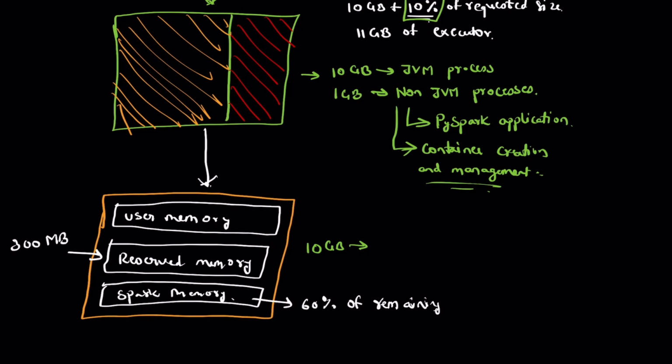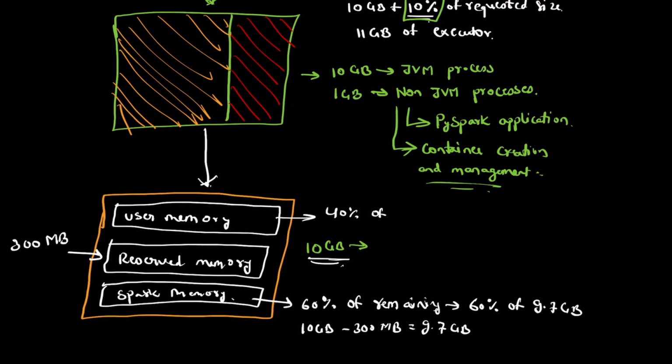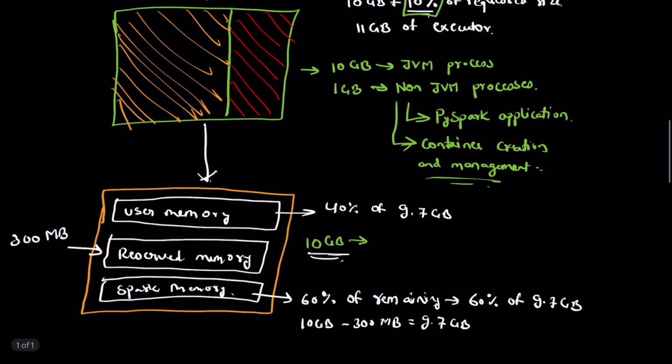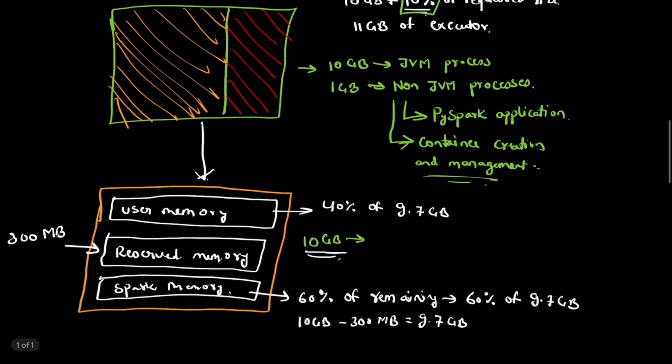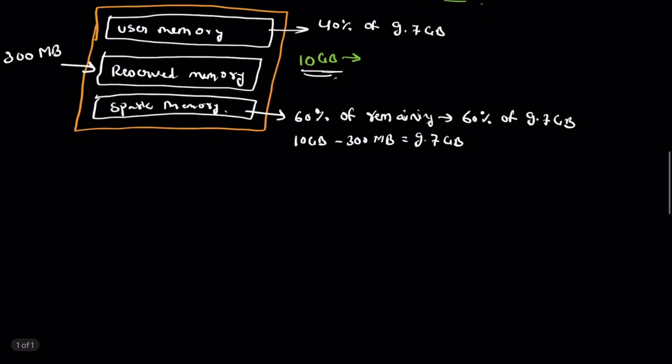In our case, the executor size was 10 GB. So 10 GB minus 300 MB is equal to 9.7 GB. So Spark memory is 60% of 9.7 GB, and user memory would be 40% of 9.7 GB. This is how the memory is divided within the Spark executor. Now, let's understand the uses of each of the memories. Let's start with reserved memory.